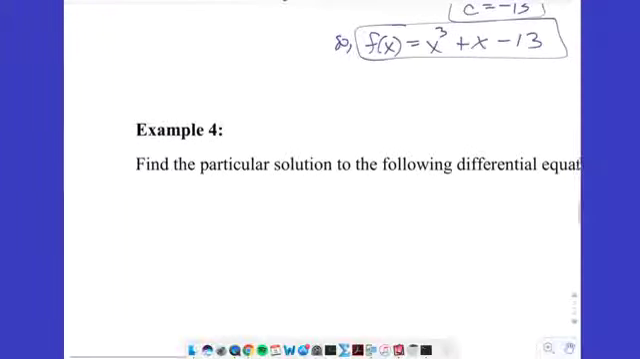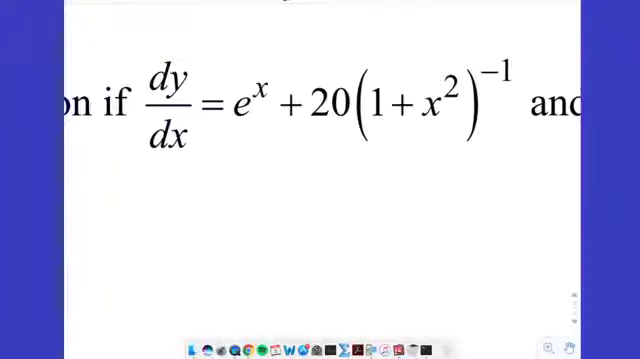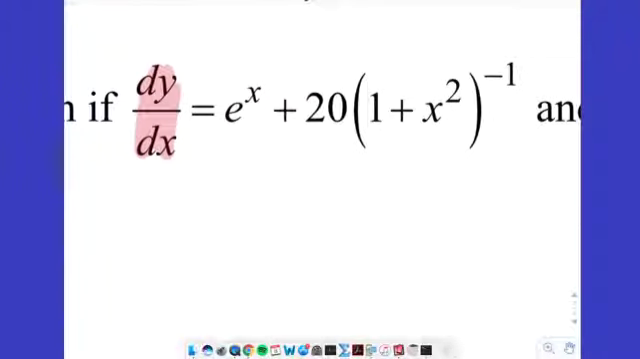Example 4, same thing. Find the particular solution to the following differential equation. So we know this is a differential equation because now instead of f prime, it's dy dx. We're going to look at a stricter notational burden later on when we study separable differential equations exclusively. But right now, this is just a first order differential equation because we have a first derivative. So our goal is to get back to y equals.